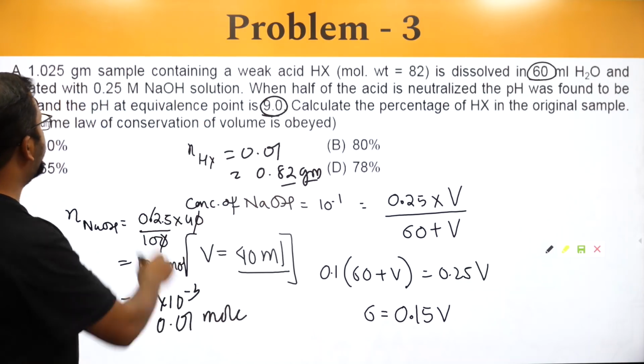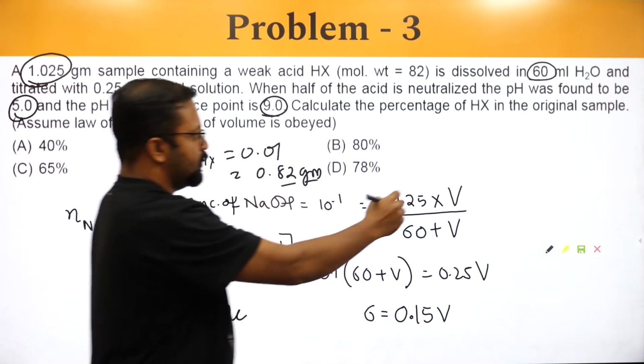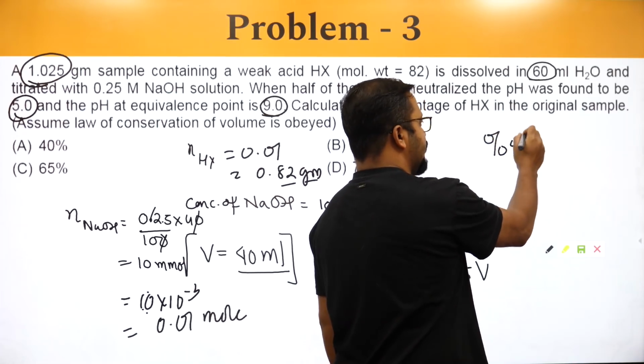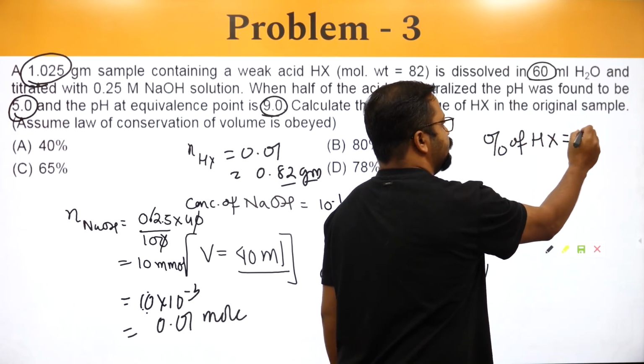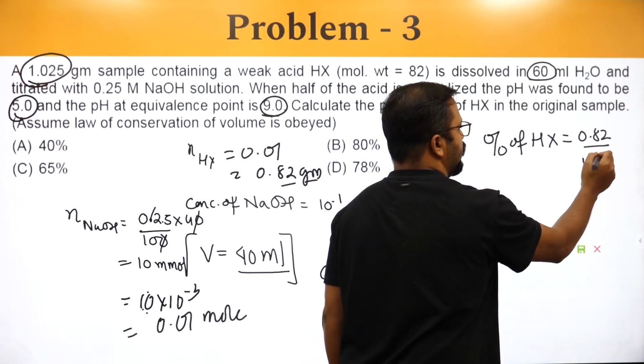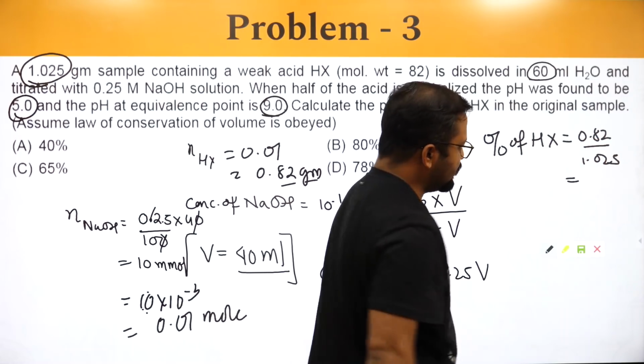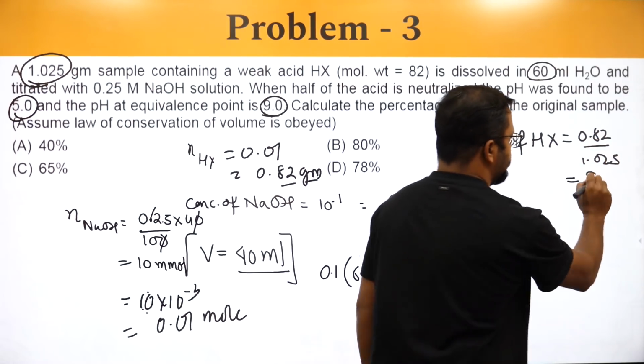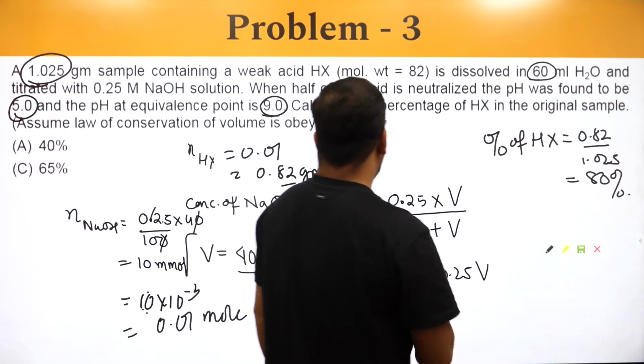How much amount, however, have you taken? 1.025. So percentage of HX is 0.82 by 1.025. This is almost equal to 80%. The right answer should be B.